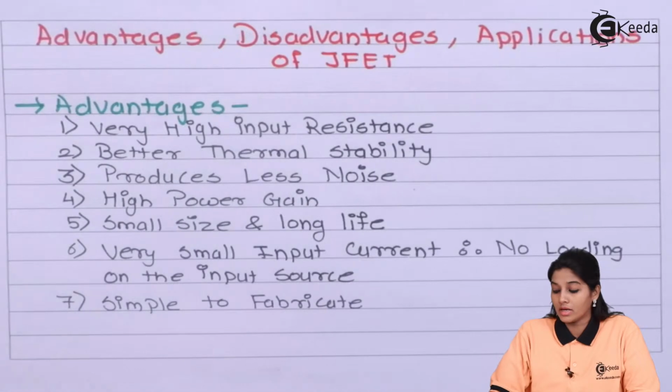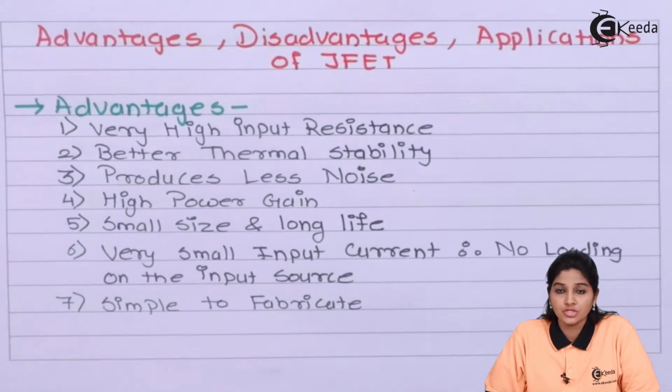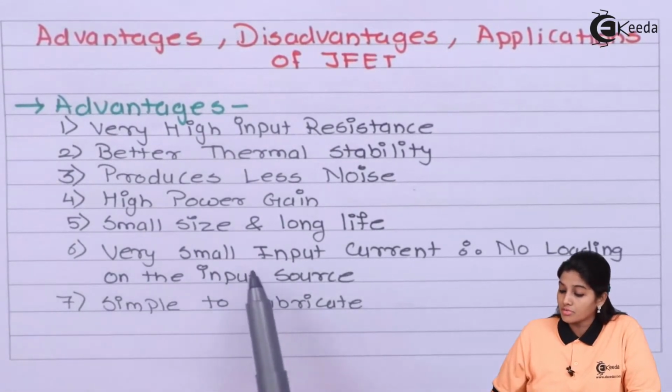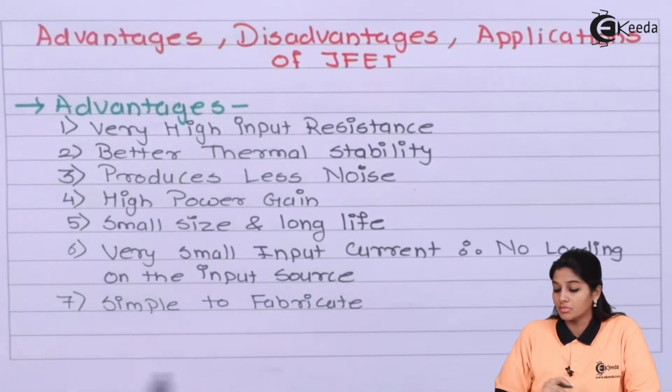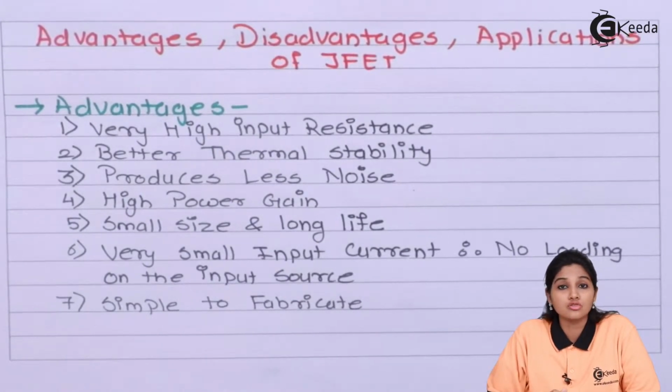Small size and long life, and it is simple to fabricate. The space required for FET is very small as compared to BJT. A very small input current and therefore no loading on the input source. The input current, that means the gate current of FET, is small as compared to base current in BJT, and therefore it has no loading effect on the other device connected to it. These are some advantages of FET which make it better to use as compared to BJT.